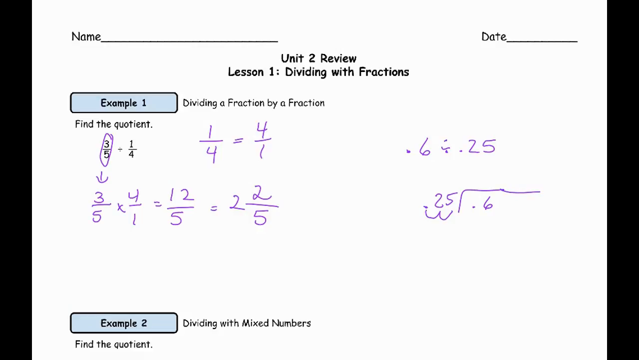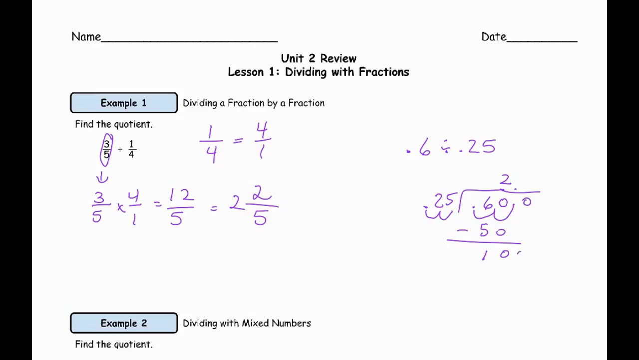So let's go ahead and change 6/10 to 60. We move the decimal 2 times to the right. And now we're ready to divide, and we know that 25 goes into 60 2 times, which equals 50. And as we subtract, we get 10.